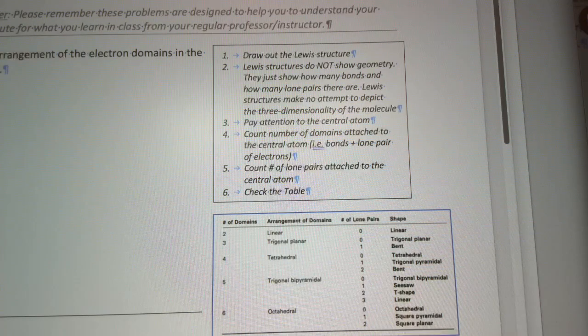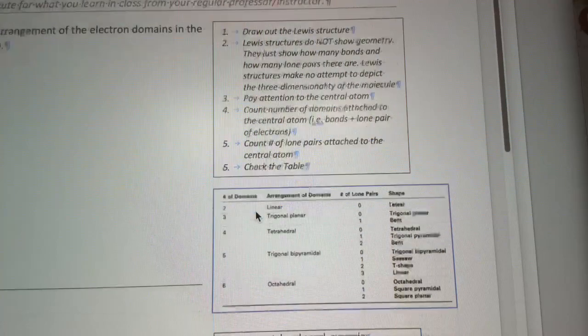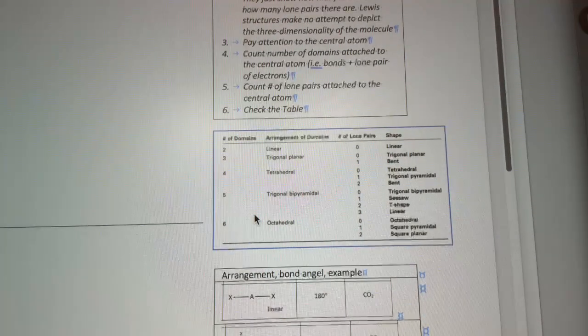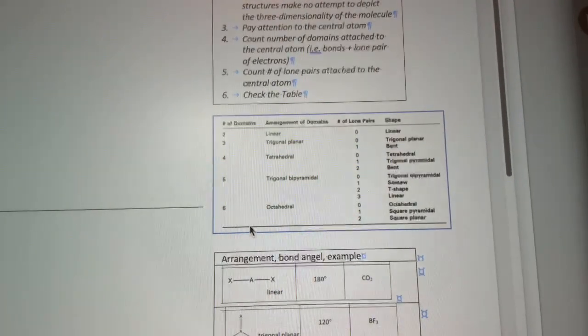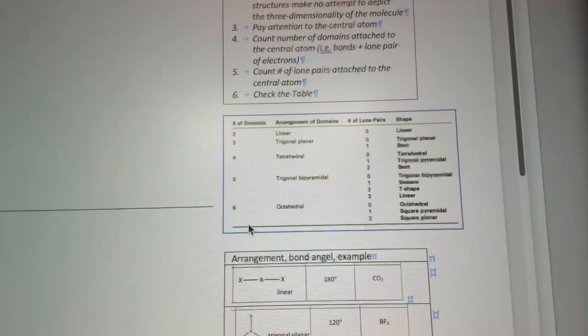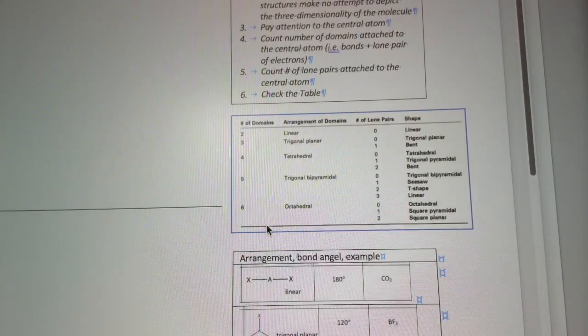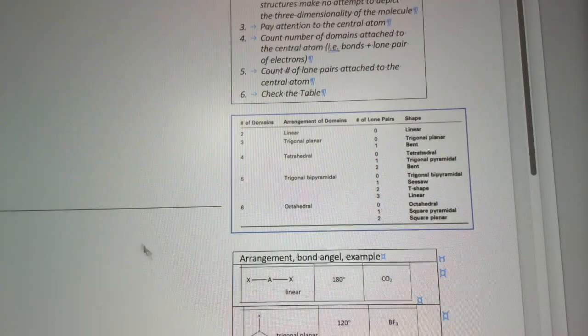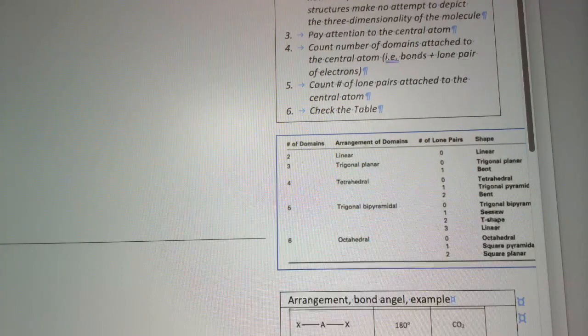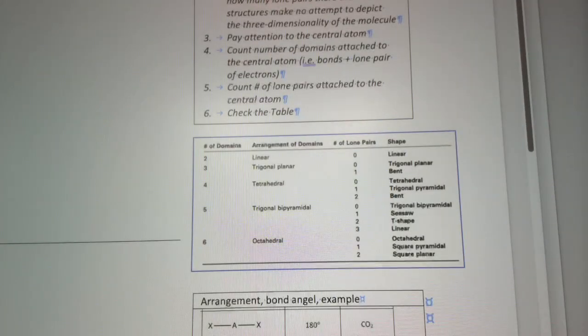Then we count the number of lone pairs, and then we check the table. So let's check the table. If I bring this up a little bit, see if it works. So using the document camera, looking at the monitor or this screen. If you have, let me make it a little bit bigger, see if it works. Yeah, a little bit better.